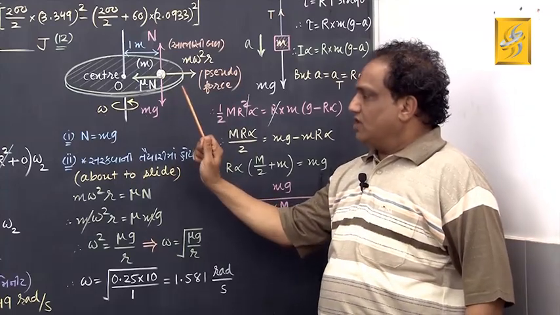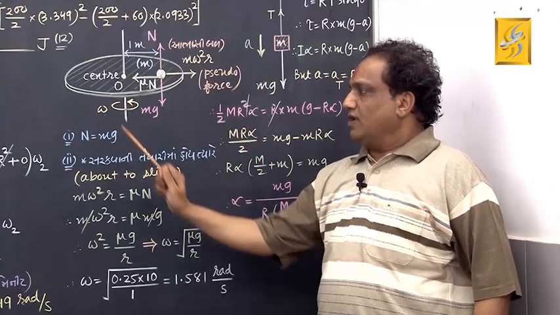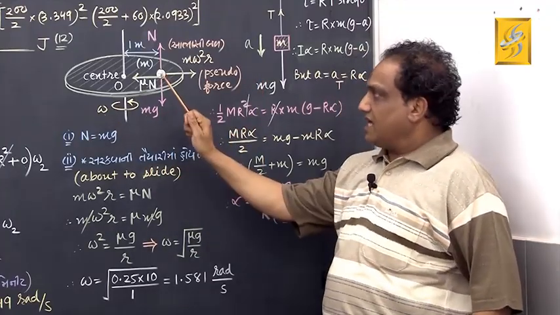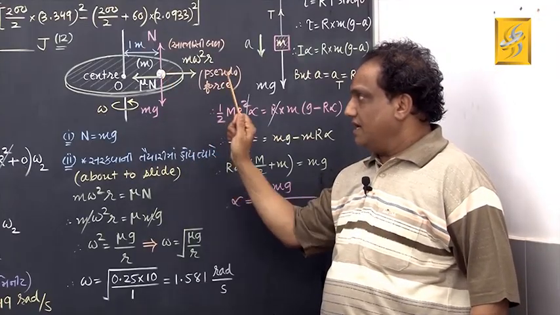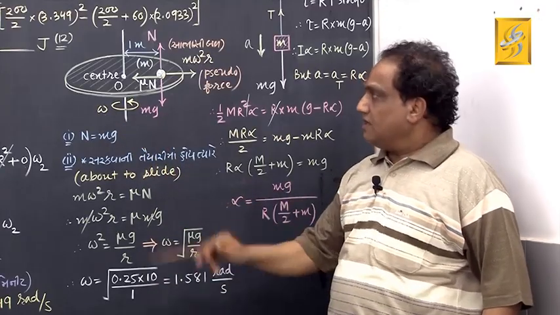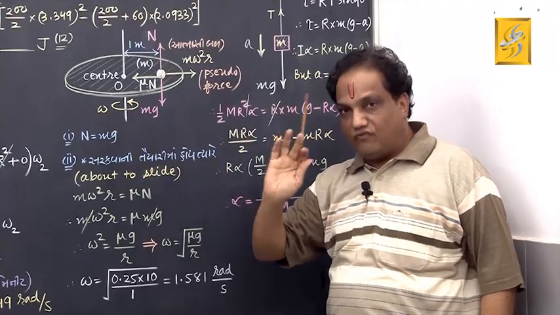Now when the angular speed of this disc is gradually increased to a particular angular speed, say omega, it so happens that this child starts sliding outward this way, correct? Radially outward. What is that minimum angular speed for which the child would start sliding outward? That omega value we have to find out.